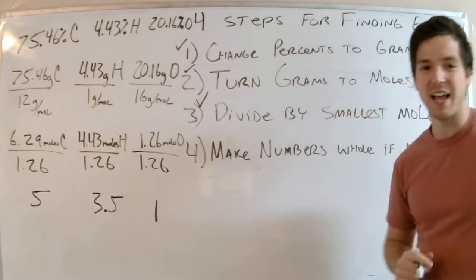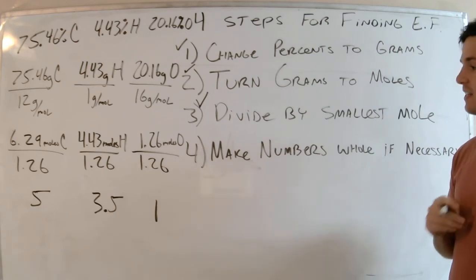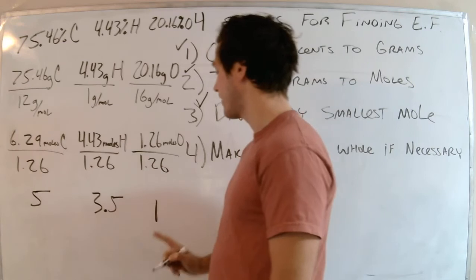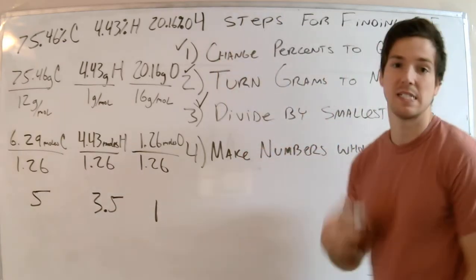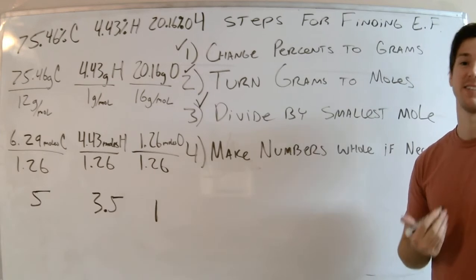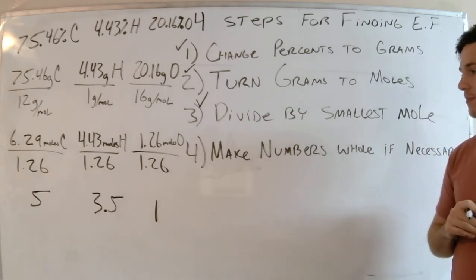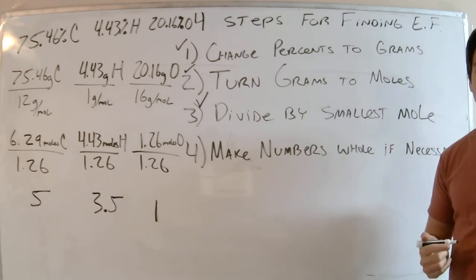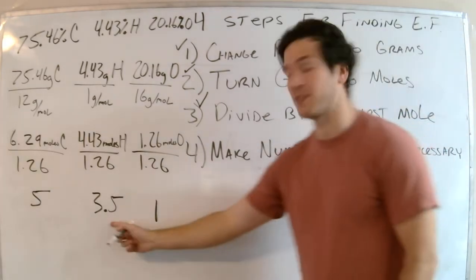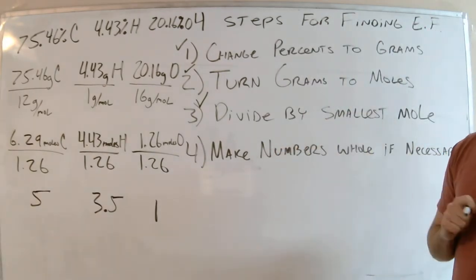But now my last step. I need to make the numbers whole if necessary. So I have numbers 5, 3.5, and 1. Those are not all whole, right? 3.5 is a decimal number. And I need to make those whole. So in order to make those whole, I'm just going to multiply all my numbers by 2. I can't just round this up to 4, okay? I have to multiply all my numbers by 2.